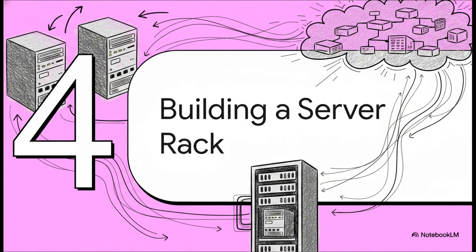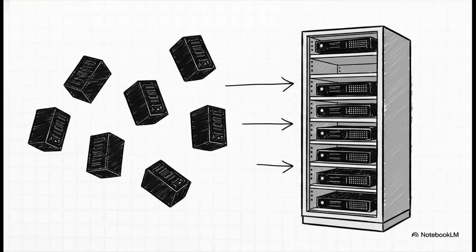Okay, so we've got these incredibly powerful, super reliable machines, but a single server isn't enough to power, say, a social media site. To build the cloud for real, you need to organize hundreds or even thousands of them together. And you don't just put them on a desk, they get installed into a server rack. Think of it as a standardized filing cabinet, but instead of paper, it's designed to hold computing power securely and efficiently. This is the key to scaling up a data center.